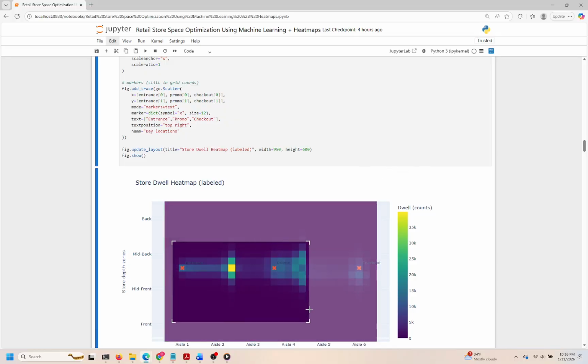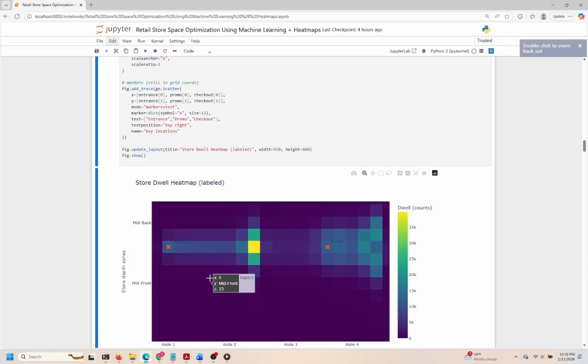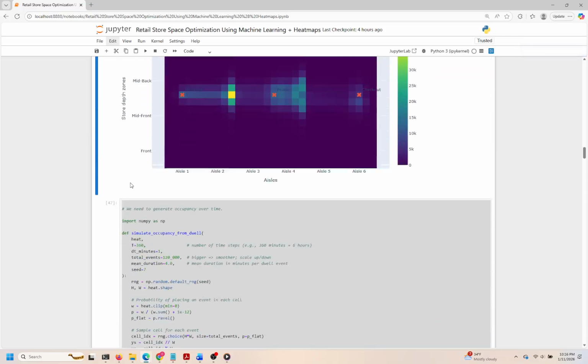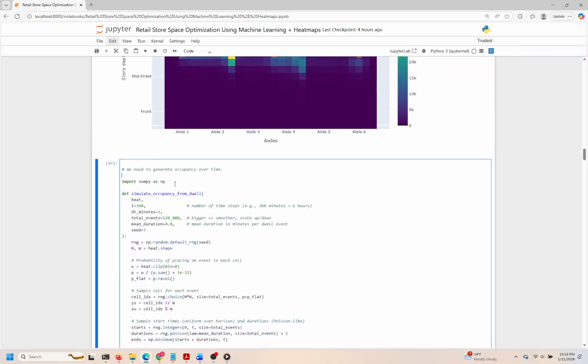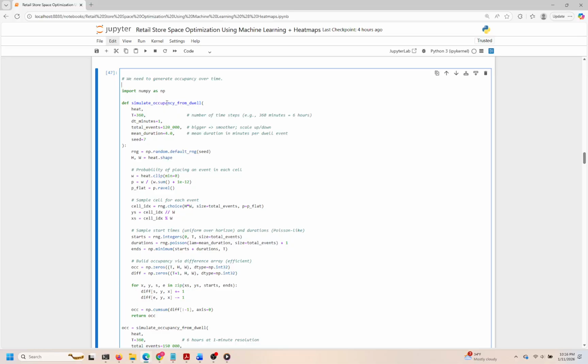Cell 7. In this cell, we're delving into the critical task of simulating occupancy over time, which is essential for understanding space utilization in our context. By generating a model of occupancy, we can make informed decisions about resource allocation or operational adjustments. The code encapsulates a function that takes in parameters like a heat map and event details to create an occupancy grid over a defined time frame.